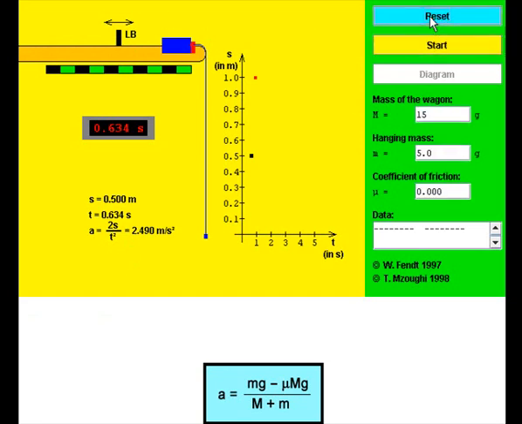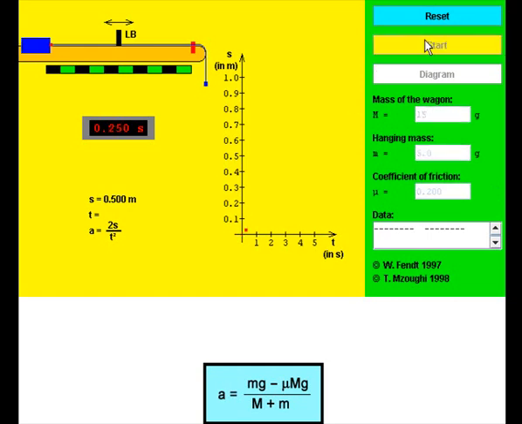So we could reset this and say, let the coefficient of friction be 0.2. Therefore, we have, of course, 5 grams pulling, 15 grams is stationary in large mass. Then we let it run, and we start, and it goes quite a bit slower. In fact, 1/10 of the acceleration of gravity.